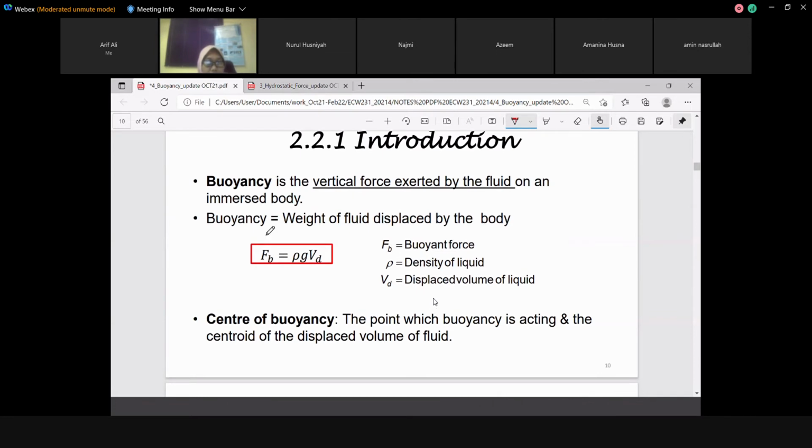Okay, what is buoyancy? Its definition is the vertical force exerted by the fluid on an immersed body. Okay, buoyancy equals to weight of fluid displaced by the body. So the formula is rho gV, which is also represent the vertical forces. Density is density of liquid or fluid. g is 9.81 and VD is displaced volume of the liquid. Okay, what is displaced volume of the liquid? For example, you have a rectangle boat, dia immerse sikit saja.